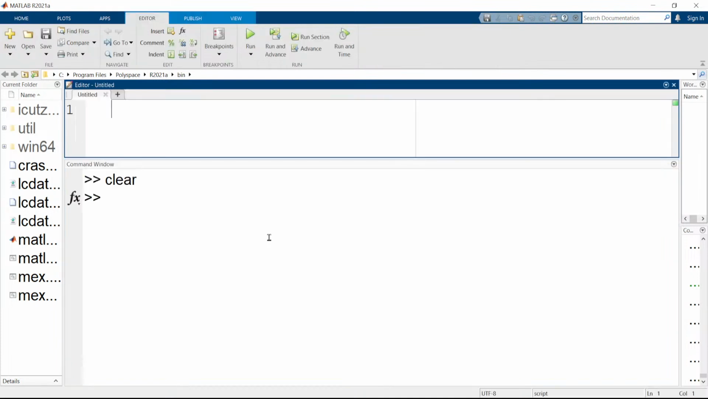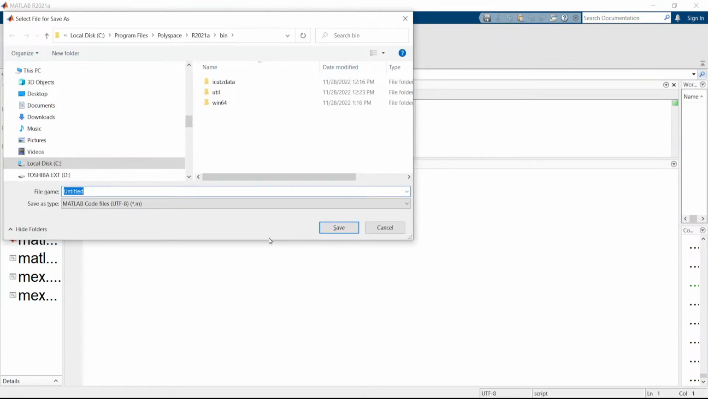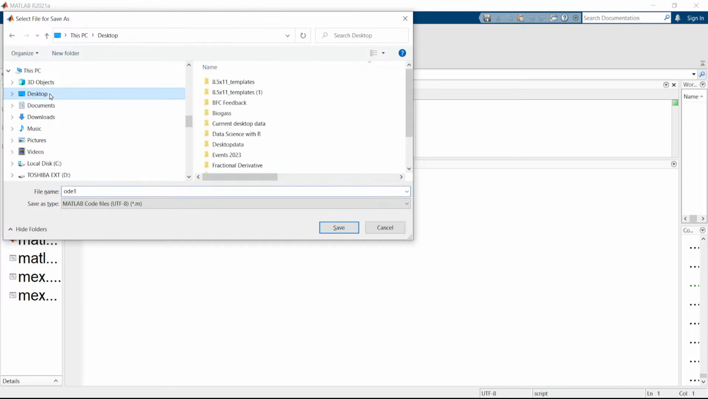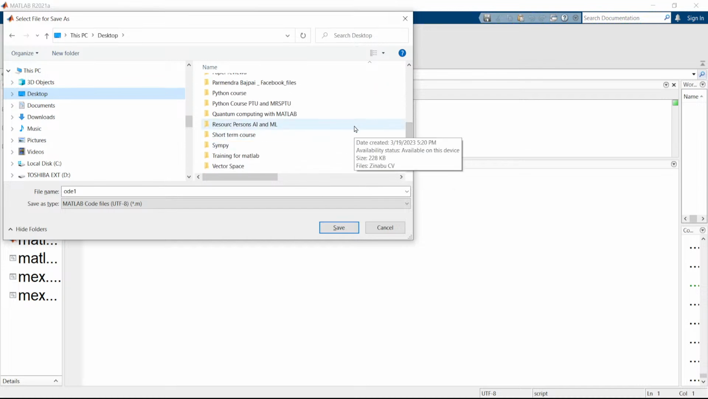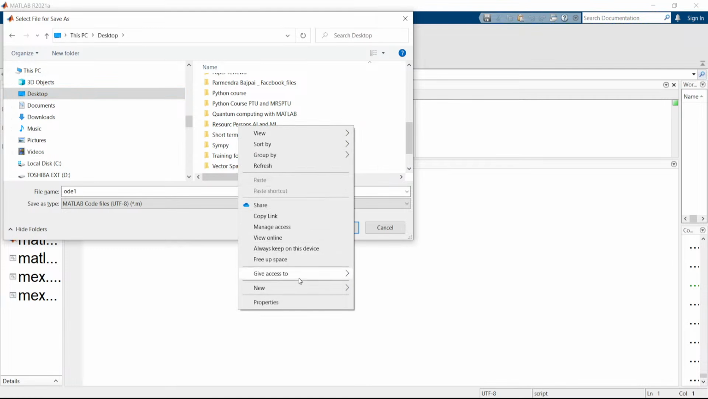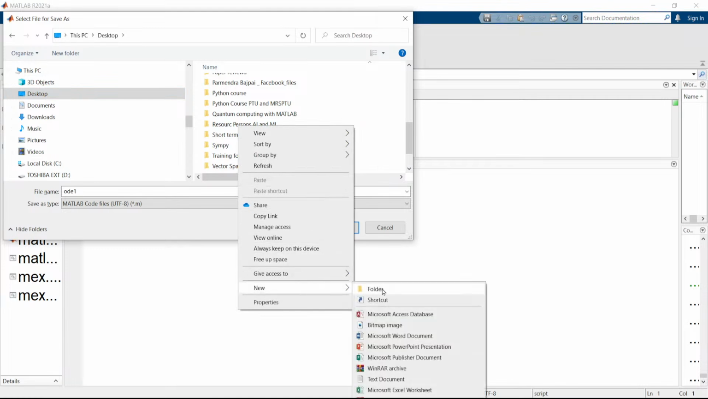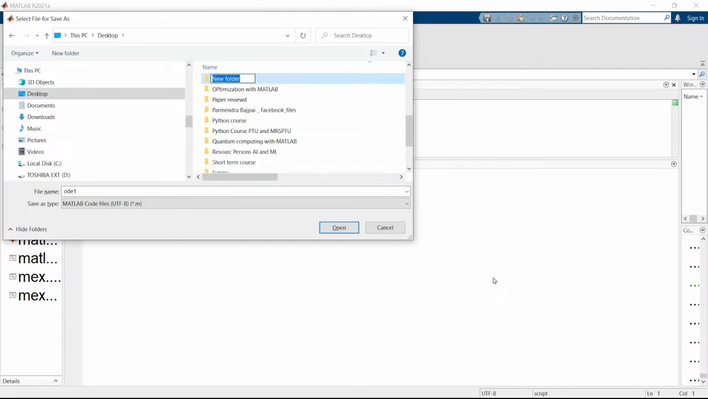Control plus N. I am going to save this file with the name of ODE1 and store this file in a new folder. We can create a new folder here on the desktop, as you can see. Right click, then New. Okay, and this is the computing ODE folder. Okay, and enter.